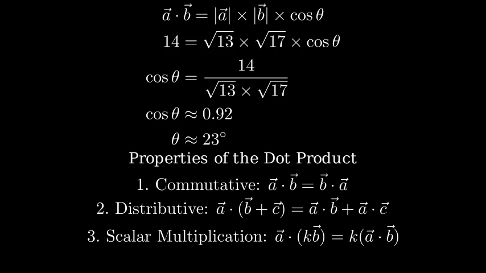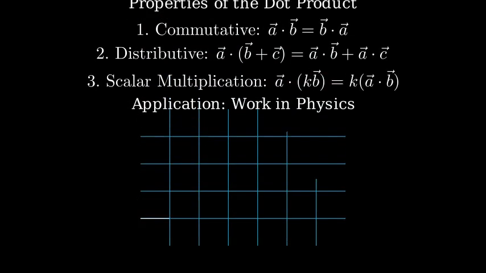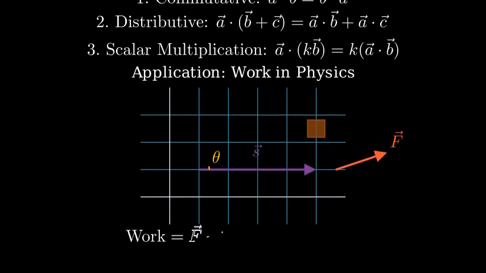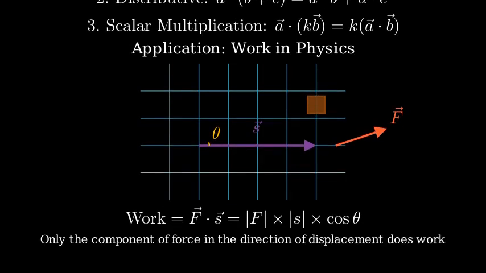One of the most important applications of the dot product is in physics to calculate work. Work is defined as the force applied to an object multiplied by the displacement in the direction of the force. Mathematically, work equals the dot product of the force vector and the displacement vector.